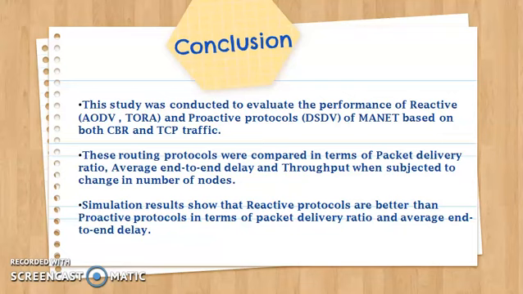Finally, let's see what can be concluded from the study. This study was conducted to evaluate the performance of reactive and proactive protocols of MANET based on both CBR and TCP traffic. These routing protocols were compared in terms of packet delivery ratio, average end-to-end delay, and throughput when subjected to change in number of nodes. Simulation results show that reactive protocols are better than proactive protocols in terms of packet delivery ratio and average end-to-end delay.